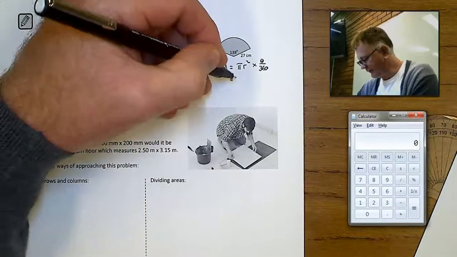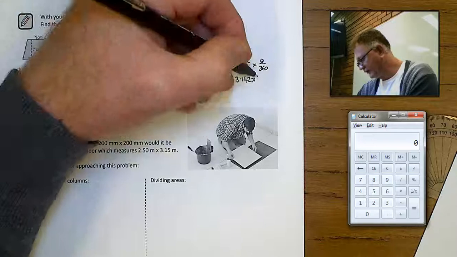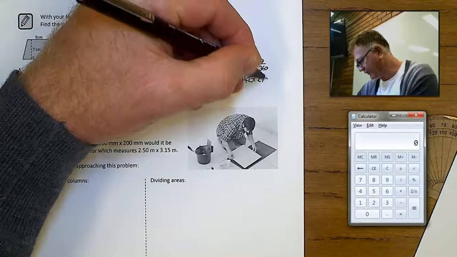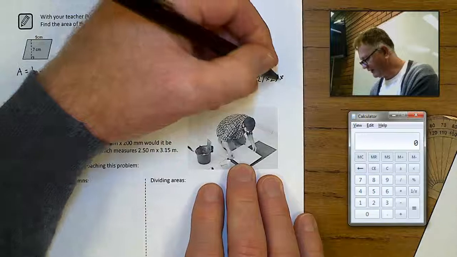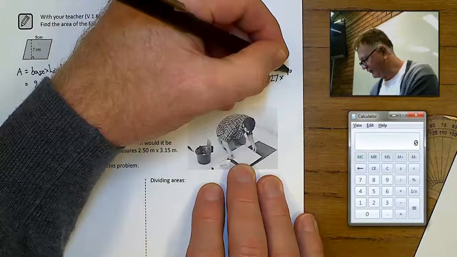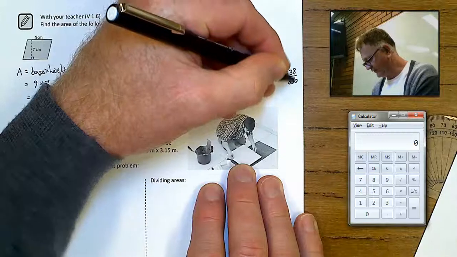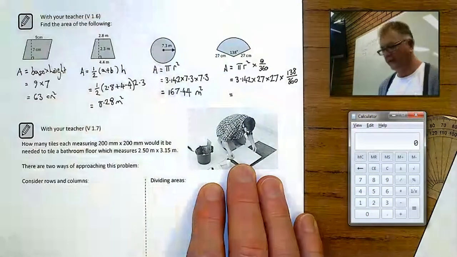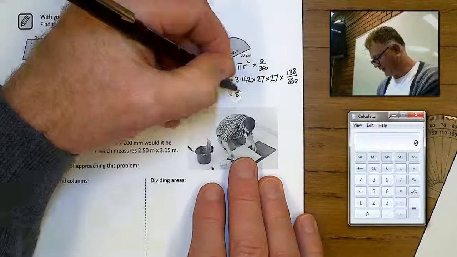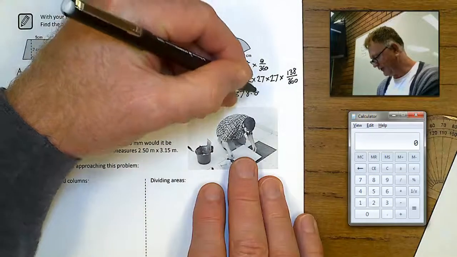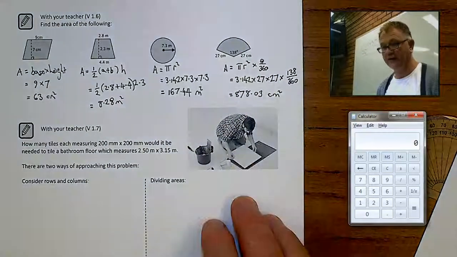So pi r squared, 3.142, times the radius, which is 27 squared, so times it by itself, 27 times 27, times the angle we've got here, 138 out of 360 degrees in the circle. Multiply all that out. I've done it beforehand and I got an answer of 878.03 centimetres squared. Check out those calculations for yourself.